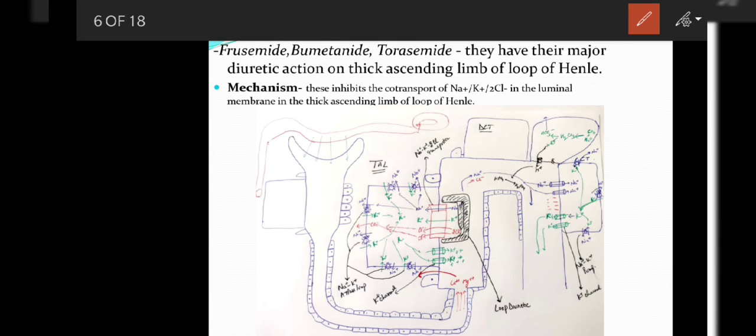Now we'll focus on the intercalated cells in the collecting tubule. Now these have the master function of maintaining the acid base balance. Here a reaction takes place. CO2 reacts with water in the presence of carbonic anhydrase and forms carbonic acid, which in turn breaks up into bicarbonate ion, which moves into the blood, eventually into the body, and a proton is formed, which is actively transported from this cell into the lumen.